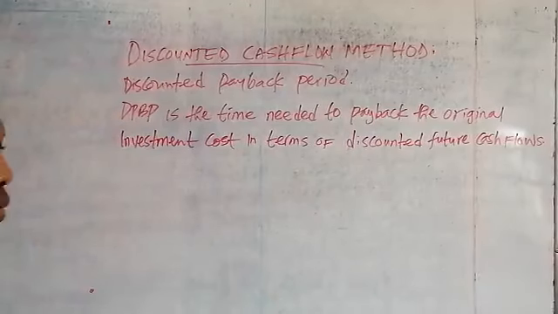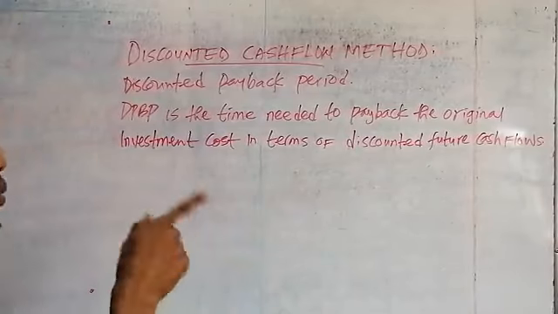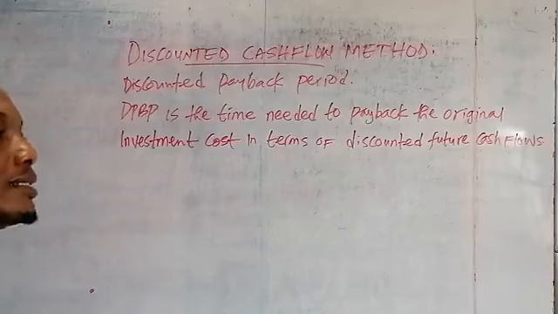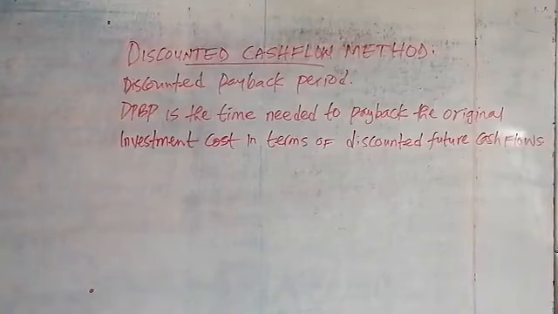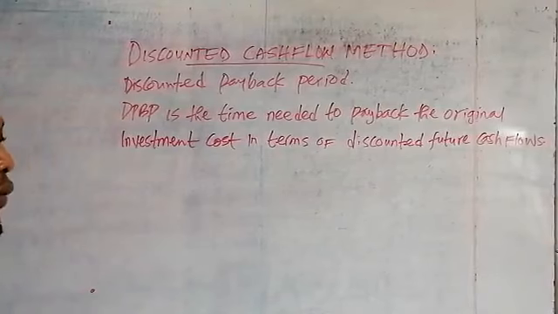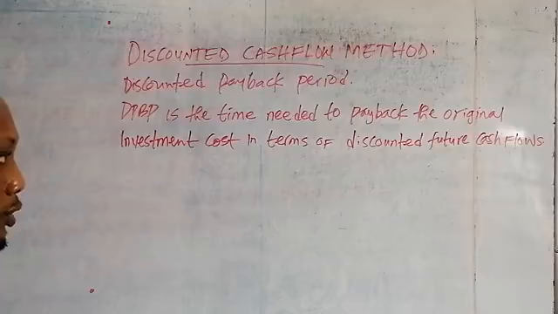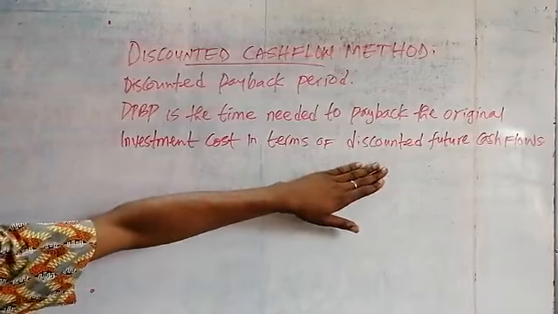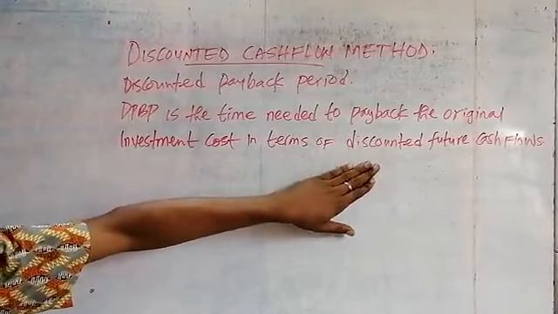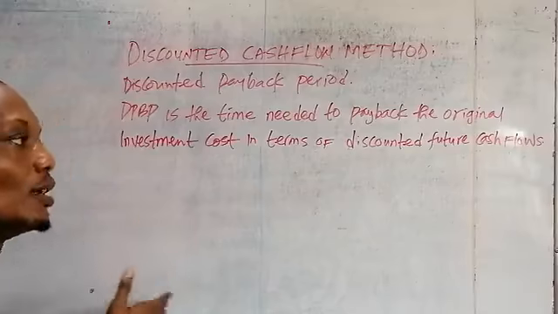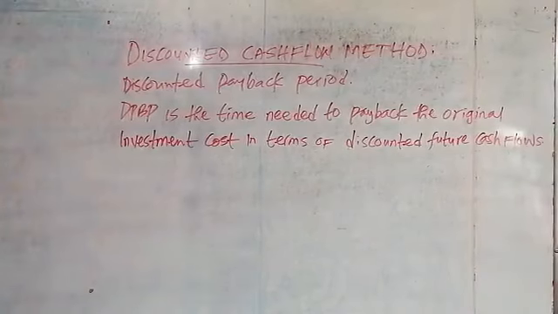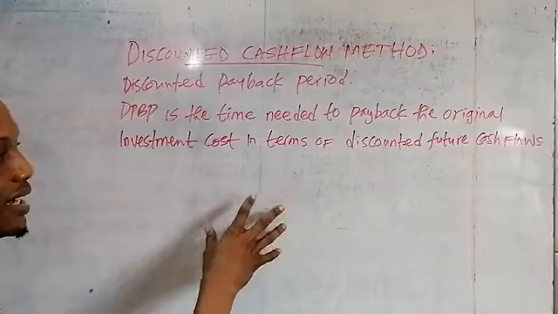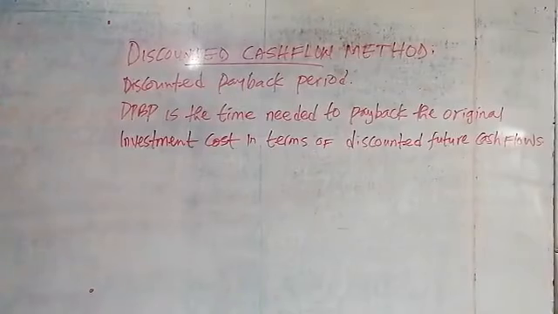That is the underlying decision rule. The payback period must not be more than the useful life of the asset. For example, if an asset has a 4 years useful life, the payback period you have to get in order to accept that investment must be less than the 4 years useful life before that investment can qualify. So this is the discounted cash flow method.